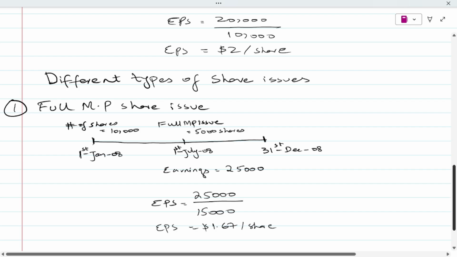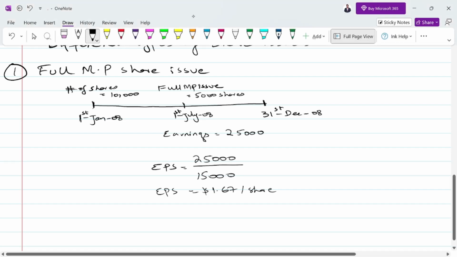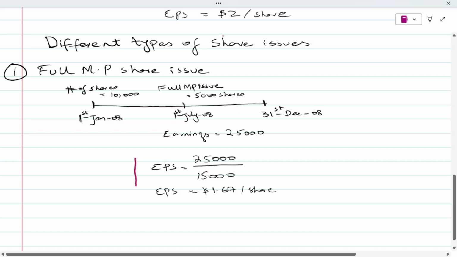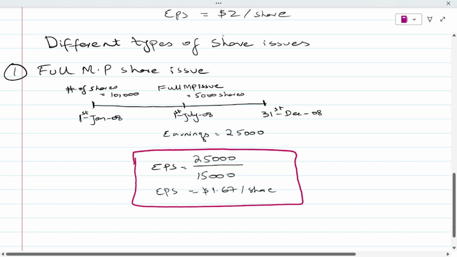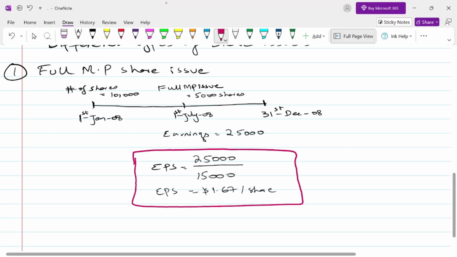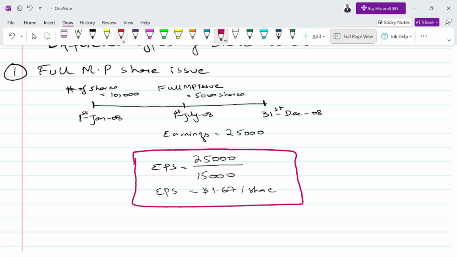Okay. Now, let me tell you something. If you are calculating your EPS for a full market price issue in this manner, the one that I've just done, it's completely wrong. This method that you see over here, this is completely wrong.